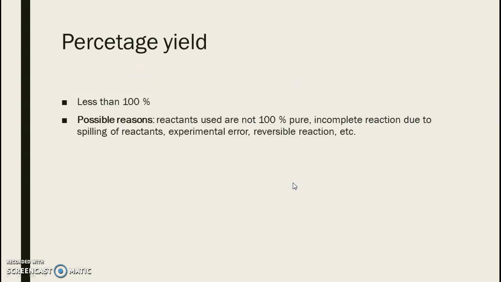Just now I asked you to think about it. Is it possible that the percentage yield can be 100%? The answer is definitely not. Usually the percentage yield is less than 100%. And you might be surprised that most chemistry experiments are usually less than 50% yield. So why does this happen? There are a lot of reasons.